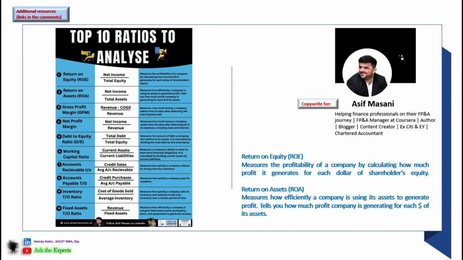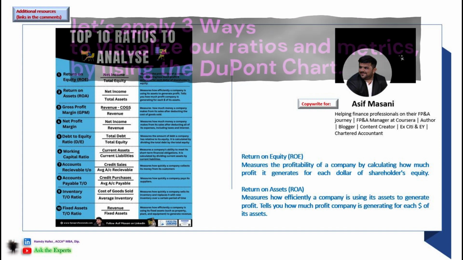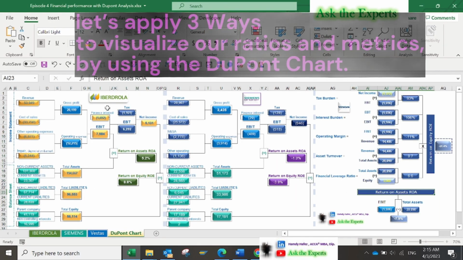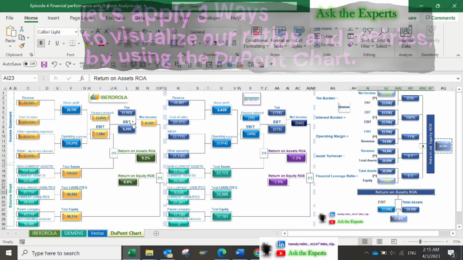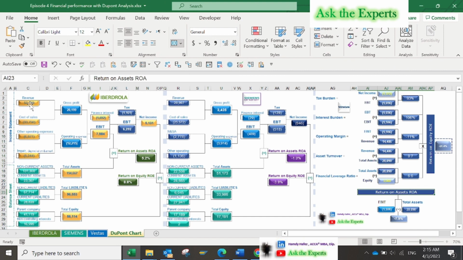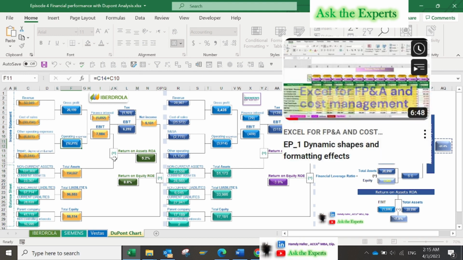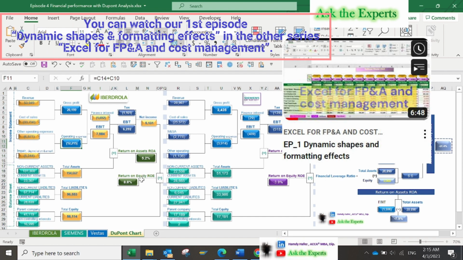Now, let's apply 3 ways to visualize our ratios and metrics by using the DuPont chart. I have summarized the final metrics and ratios as a flow chart for the first 2 case studies of IBERDROLA and Siemens Energy. I have classified the ratios into 2 classifications, as you see, the income statement and the balance sheet, by breaking down the calculations of our 2 metrics of return on assets, ROA, and return on equity, ROE. I have broken the calculation into its main components, as you see.